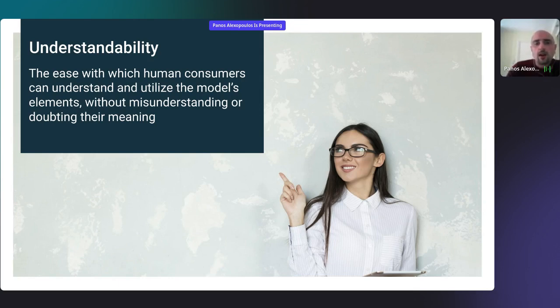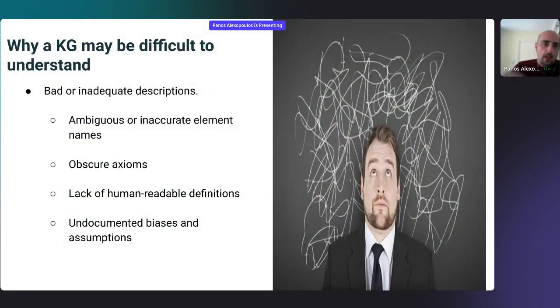But if I give you some other very specific, very niche concept that you may not know what it is about, if my class is not accompanied by a proper definition, by additional information that will help you understand what it is about, then the understandability of the graph will be low. And why may a knowledge graph be difficult to understand? Usually it comes from bad or inadequate descriptions.